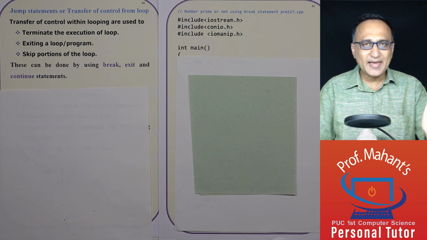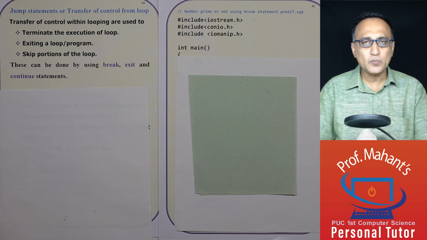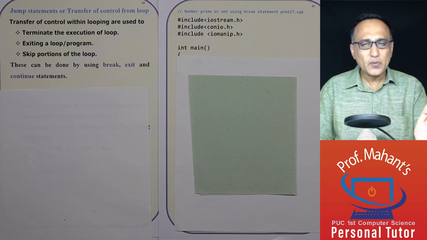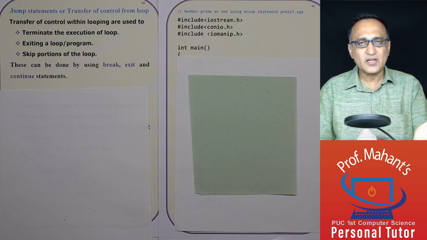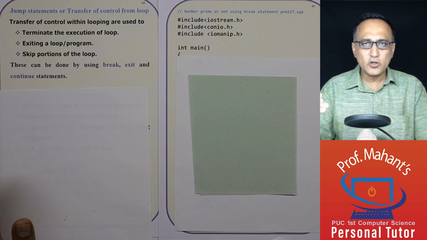Then I am going to take another variable or another memory location with the initial value 2. I am going to try to divide the number I have read by 2 first. If it is divisible and the remainder is 0, then straight away it's not a prime number. Then I increase 2, I make it 3, then 4, 5, 6, 7, all the way up till number by 2.